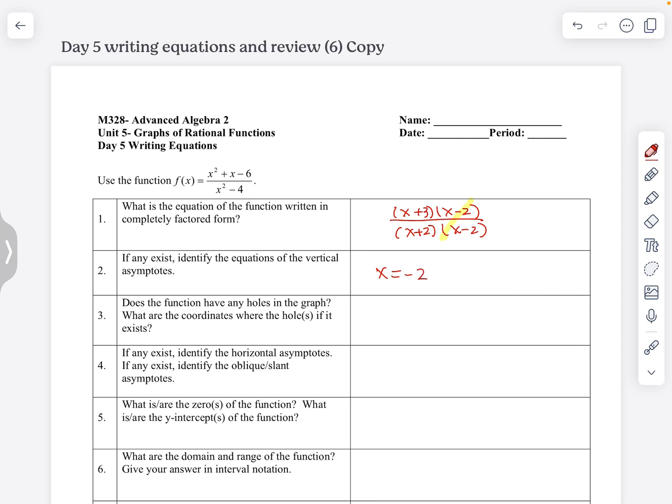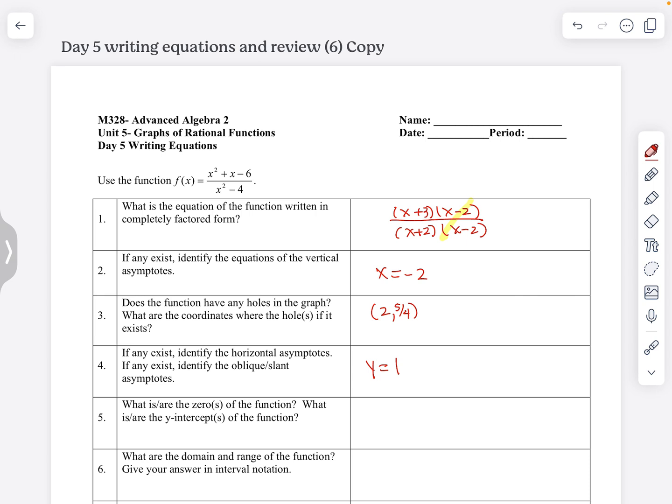Does the function have any holes? Well, yes, it does. It is at 2, and I have to plug that 2 back into the simplified form, which would be 5/4. If any exists, identify horizontal asymptotes or oblique asymptotes. I'm at the same degree, and when we have the same degree, we would write y equals the ratio of the lead coefficients, in this case 1:1.